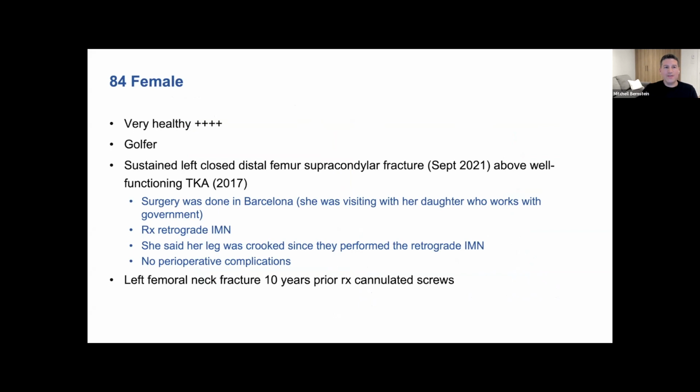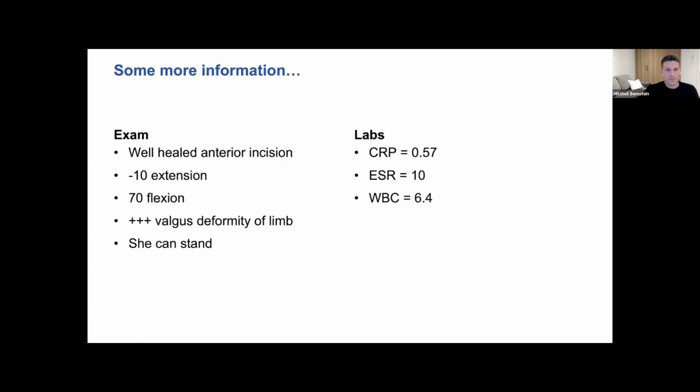So here's the first case, 84, very healthy, plus healthy. Golfer. She had a fracture in Barcelona. Her daughter works for the government. She was visiting there and she had surgery in Barcelona. She said the leg was crooked right after surgery, and she's back in Montreal, and she's obviously not pleased with her leg. Labs, pretty normal. She has a bit of an extension contracture, big valgus deformity of the limb, but she's walking around on it.